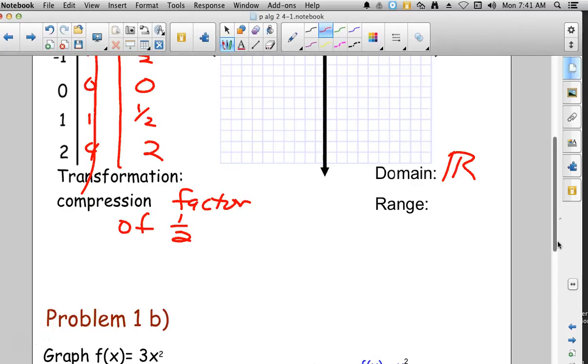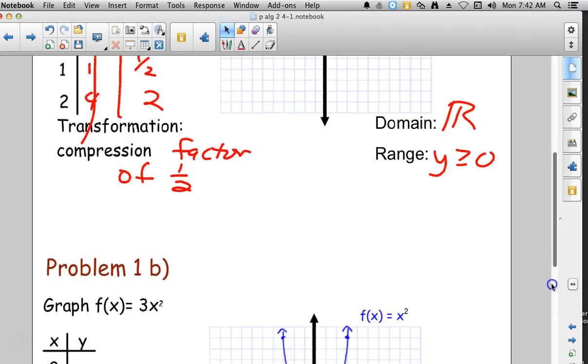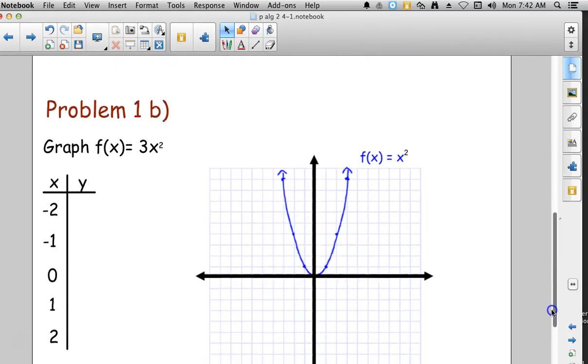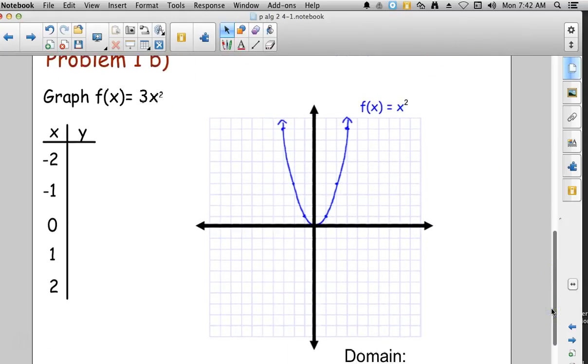Also realize, hey, if I'm squaring them first, I'm back to positives. Well, I'm going to multiply times positive 1/2, so they're still all going to be positive. So my range is still y is greater than or equal to 0. None of that has changed because of that 1/2. It was just a vertical compression. That's all it was. So now down here, we have graph f of x equals 3x squared.